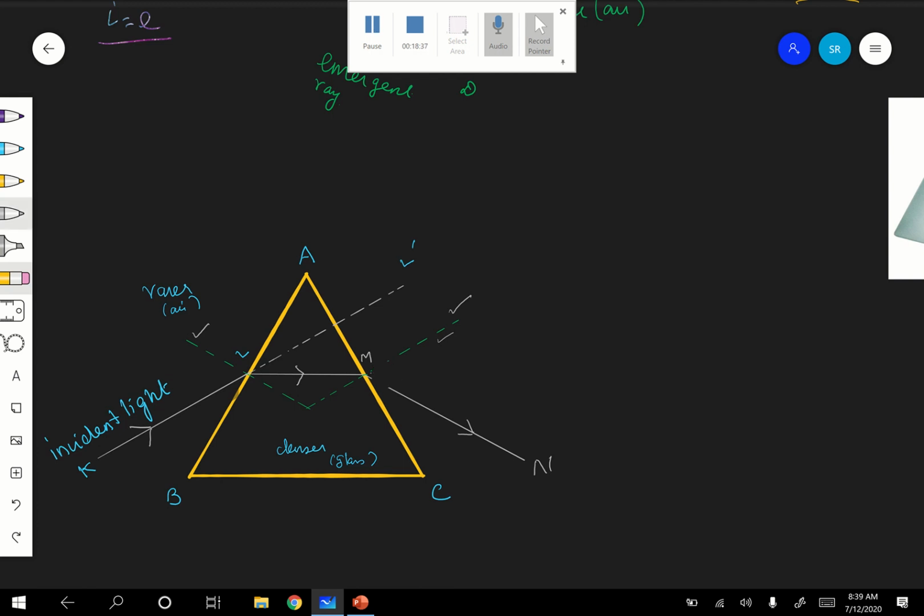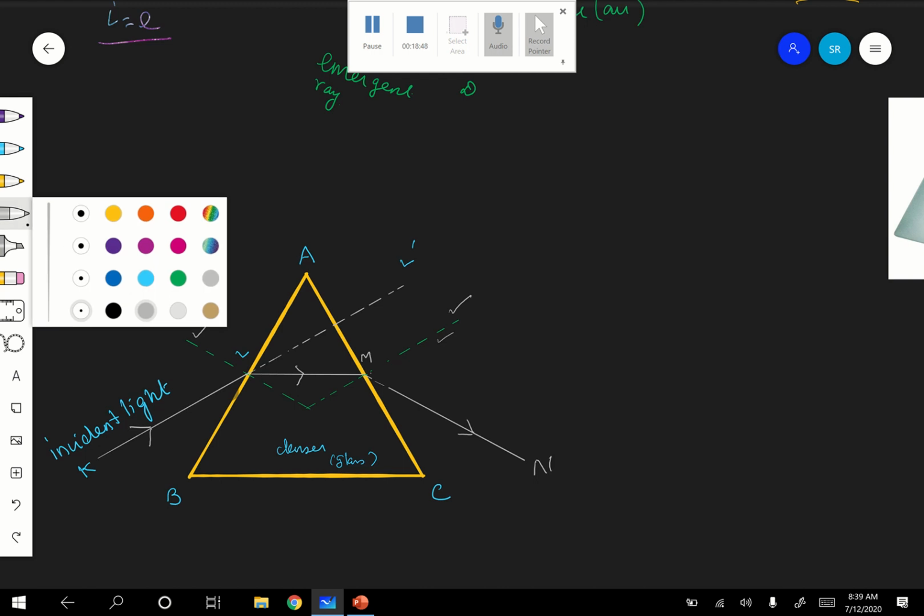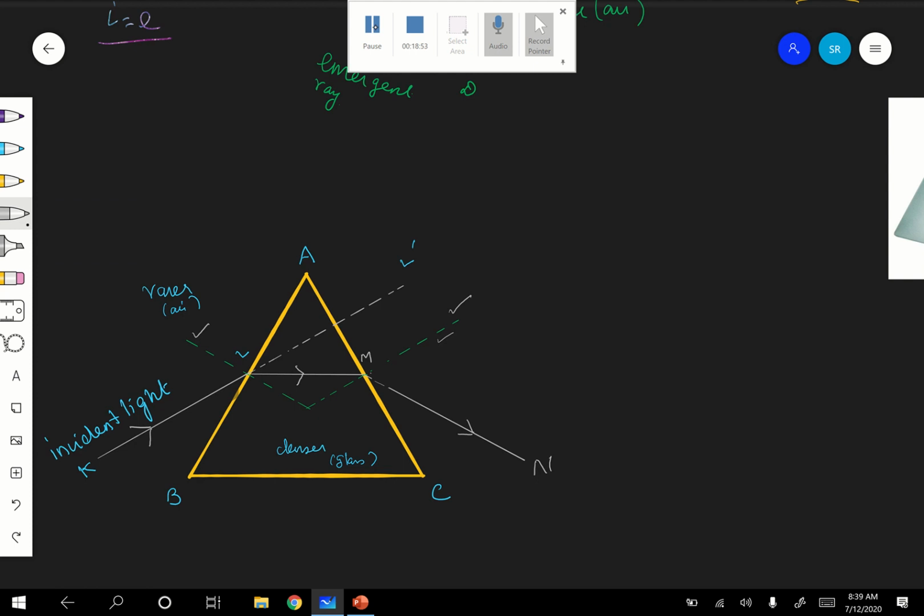Because it is suffering one more refraction, from denser to rarer, it follows the path MN. After refraction, it follows the path MN. Are you following, children? Therefore, MN is the emergent ray. This is the emergent ray. Are you following, children? So, this is the incident ray, and this is the emergent ray.